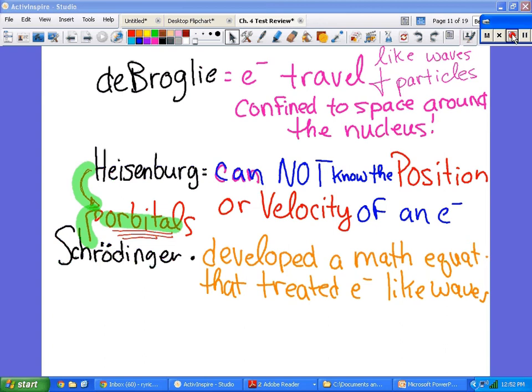And then Schrodinger showed up with this crazy math equation that depicted electrons like waves. Okay, listen. So they're like waves now. This is what you need to grasp. These two guys, Heisenberg and Schrodinger, from the concept of the position and the idea of waves and particles, Schrodinger's math developed the concept of the orbital. Very crucial that you understand what an orbital is, okay?